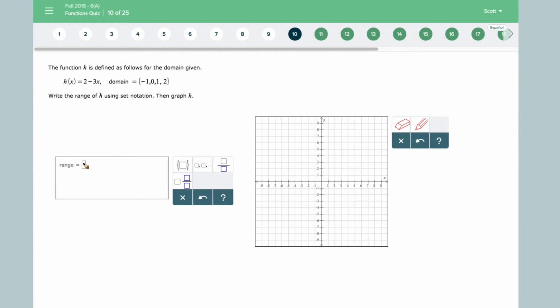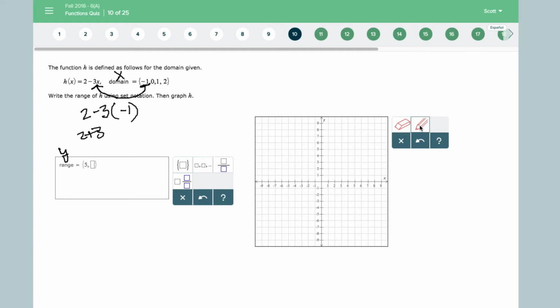Okay. Now our range are all our y values. Domain are all our x values. Okay. So we want to know, when we plug in this for x, what do we get? So we've got 2 minus 3 times x, which is -1. Well, -3 times -1 is +3. So 2 plus 3 is 5. So our first range is 5.